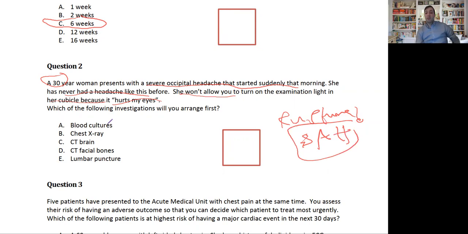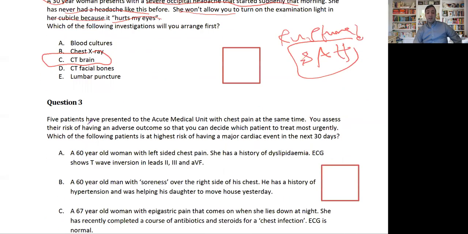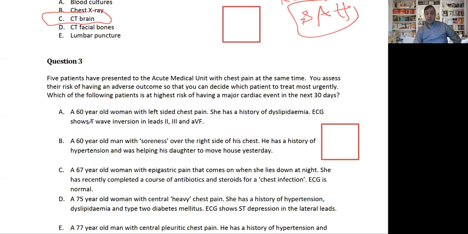So the most appropriate is brain imaging, especially CT brain, because CT brain is very sensitive for intracranial hemorrhage. So the CT brain has to be done as soon as possible for this lady. And the top of our differential here is a ruptured aneurysm and spontaneous subarachnoid hemorrhage. So let's move on to question number 3.